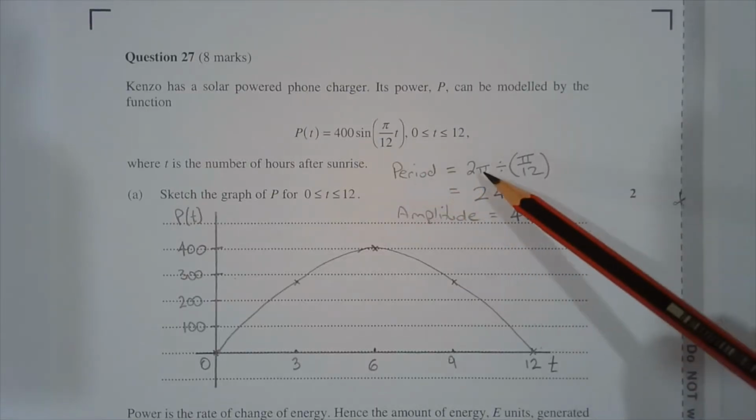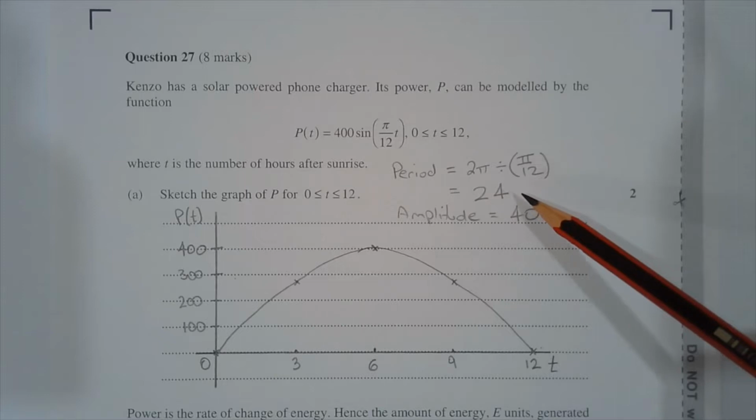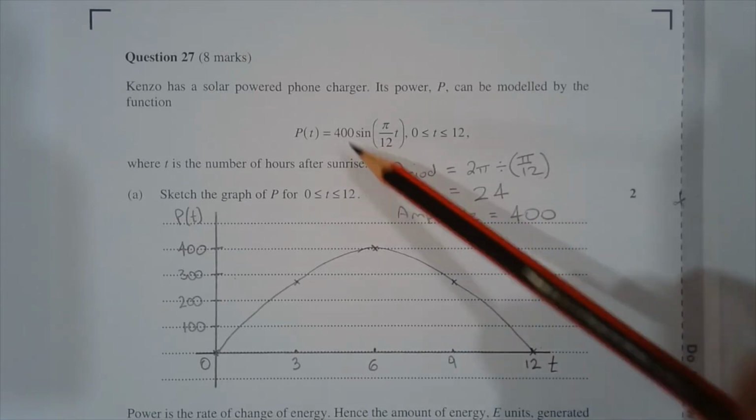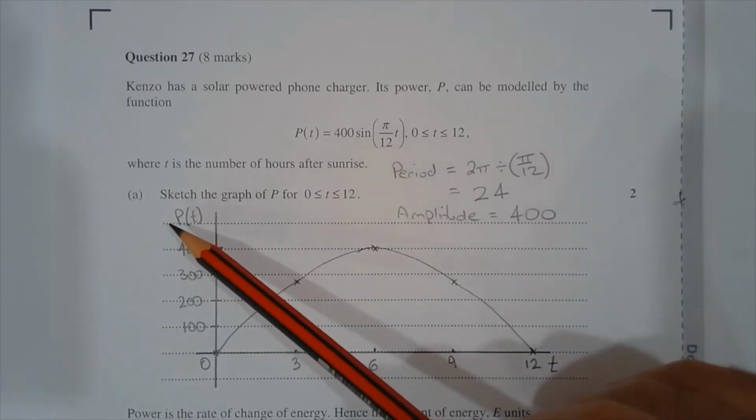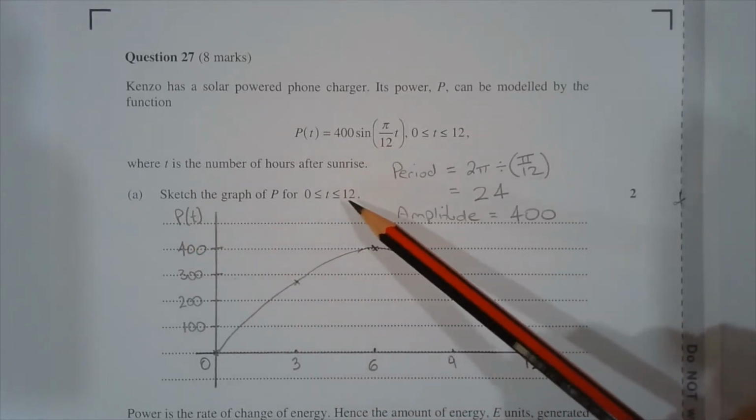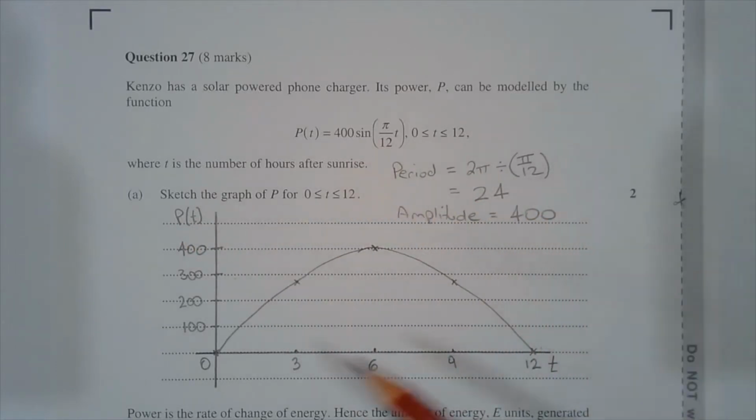The period is 2π divided by π/12, which equals 24, and the amplitude is 400. This is a sine curve that's been stretched horizontally as well as vertically, but it hasn't been translated or reflected. Now we're sketching the graph for values of t from 0 to 12, which is half of the period. Here is a sketch of the graph, so it's half of a sine curve, with the peak occurring at t equals 6.